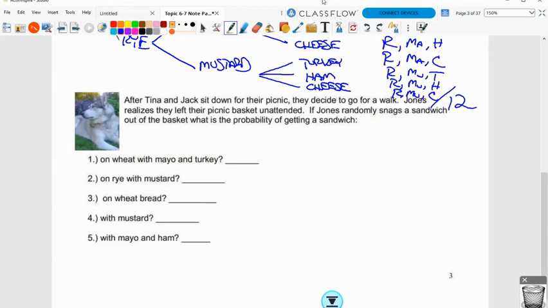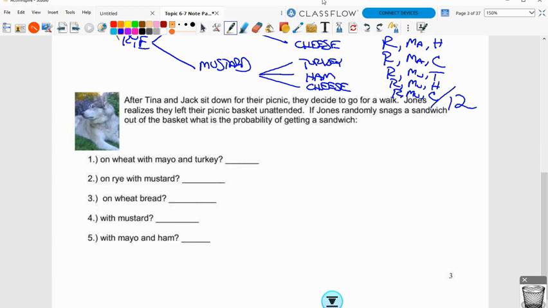Now that we've made our tree and our list, we're ready to answer some questions. They tell us that after Tina and Jack sit down for their picnic, they decide to go for a walk. Jones realizes that they've left their picnic basket unattended. If Jones randomly snags a sandwich out of the basket, what is the probability of getting the following sandwiches?